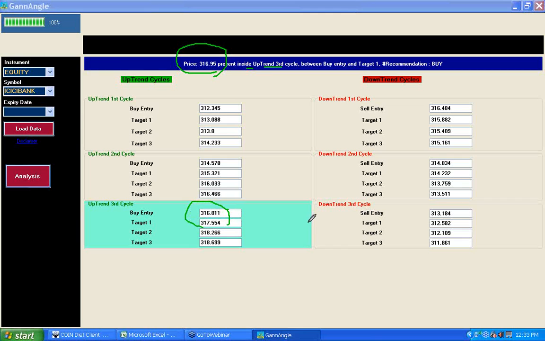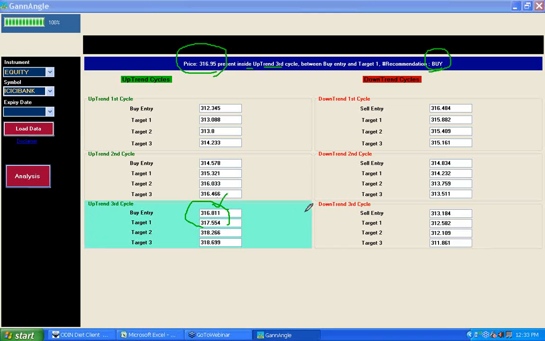So at 316 rupees 81 paisa, in this range it is present now, between the buy entry and the first target, and it is recommending you to purchase it. So buy this stock at 316 rupees and 81 paisa. You are in the third cycle.